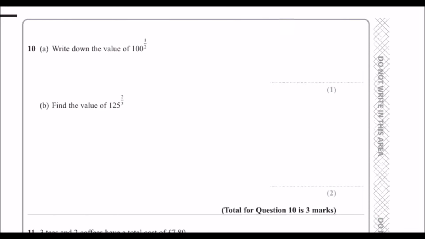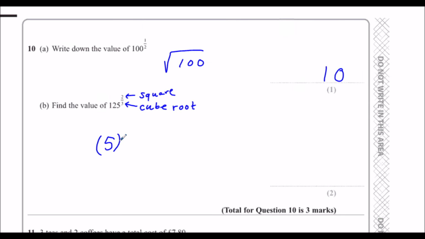Okay, question 10. Write down the value of 100 to the power of a half. Power of a half just means square root. So square root 100 is 10. Part B. Find the value of 125 to the power of 2/3. So the 3 on the bottom is a cube root, and the 2 on top means square. So we're going to cube root and square 125. Cube root 125, what number times itself again makes 125? That's 5. And we still need to square it. 5 squared is 25.